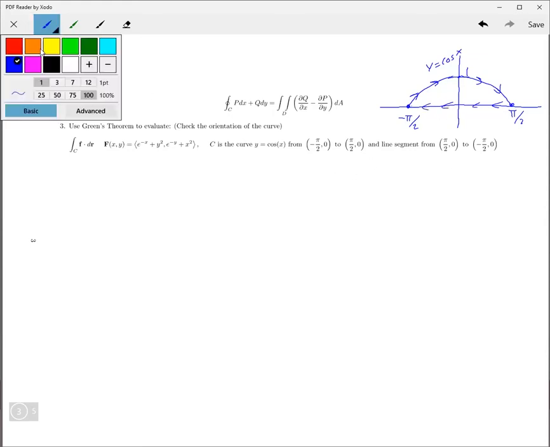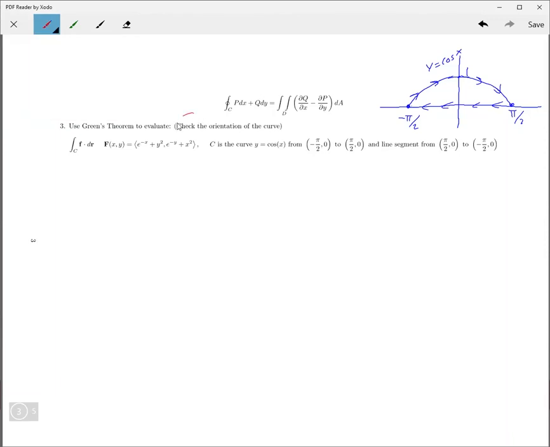And they give you a hint here: check the orientation of the curve. Okay, so what do you notice about the orientation of the curve?